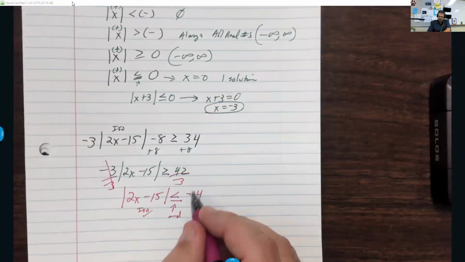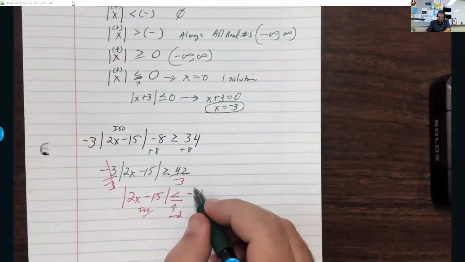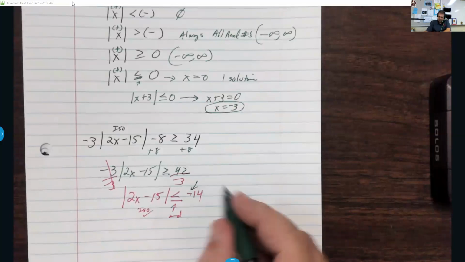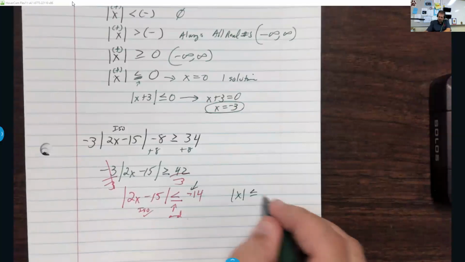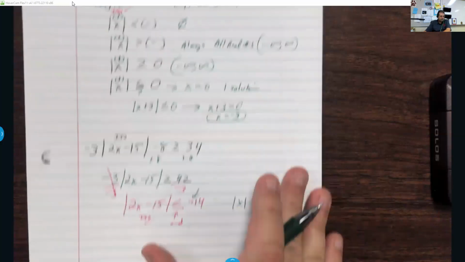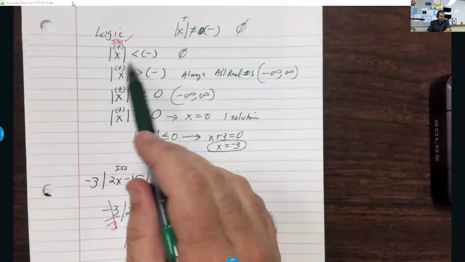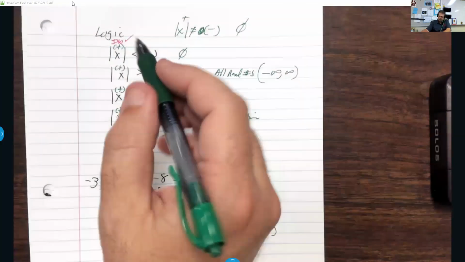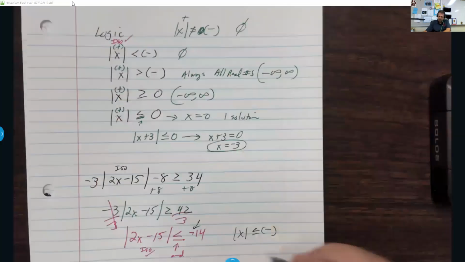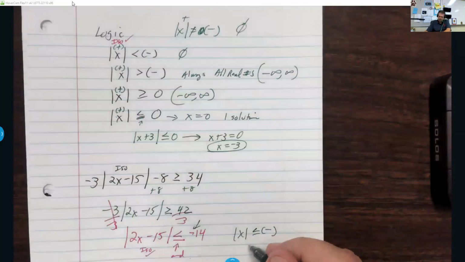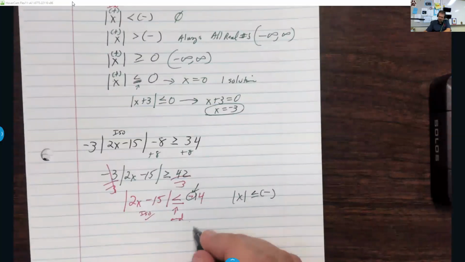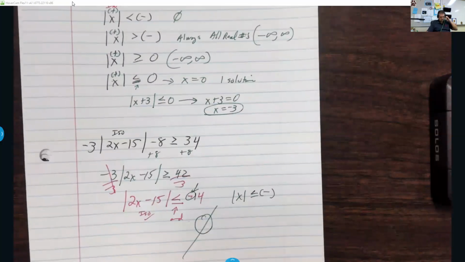Well, wait a minute. So if I have this negative, let's look. What did we say? Absolute value less than or equal to a negative. Let's go back up here. Less than a negative. Okay. Well, can it equal negative? Can it be less than a negative? No. So because of this, and it's isolated, the answer is no solution.